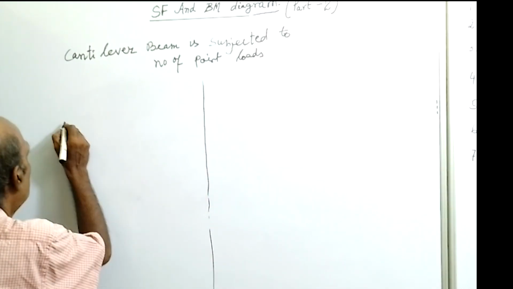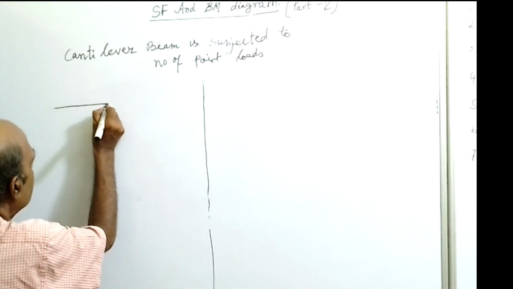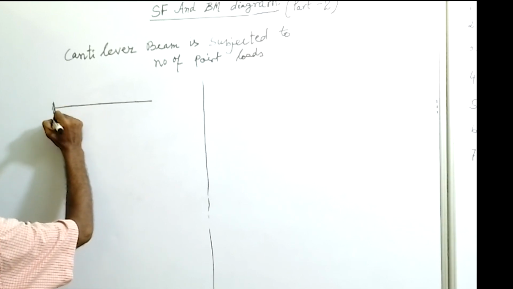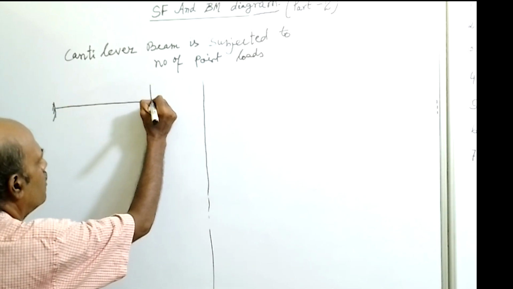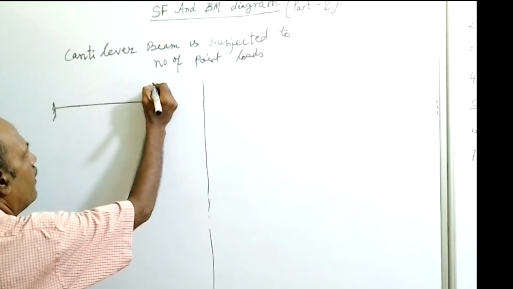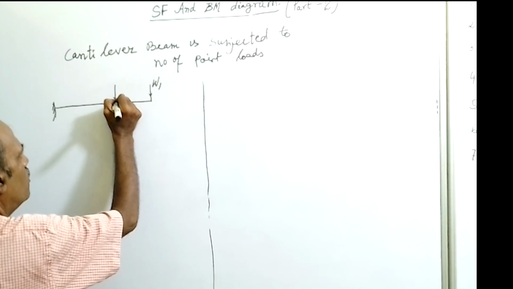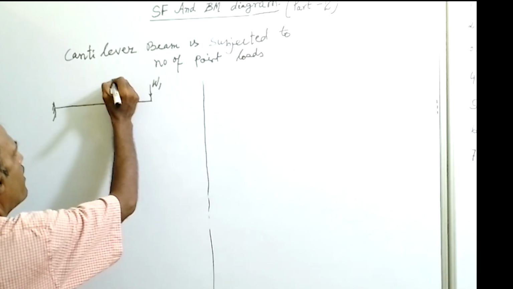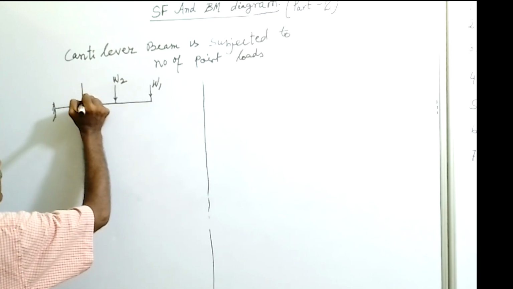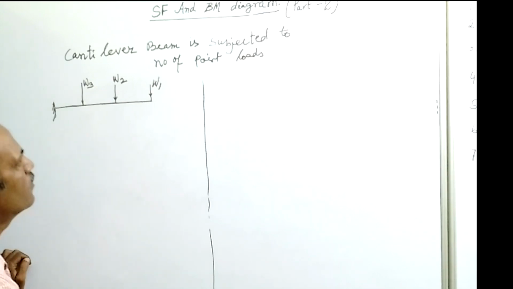Okay, so first we will draw the load diagram. So this is the cantilever beam. The beam is under load, multiple point loads are acting over the beam. Say W1, W2 and W3 are the loads acting over the beam.